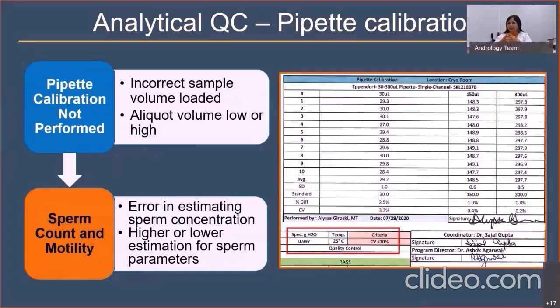On the right side, I have provided an actual example of pipettes that were calibrated in a lab with a coefficient of variation less than 10%, and then the pipette can be used in the lab.